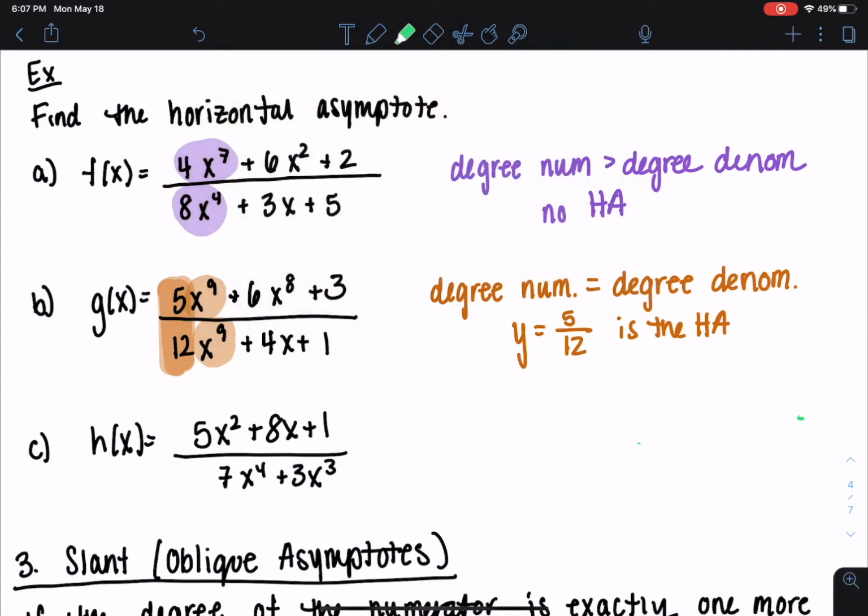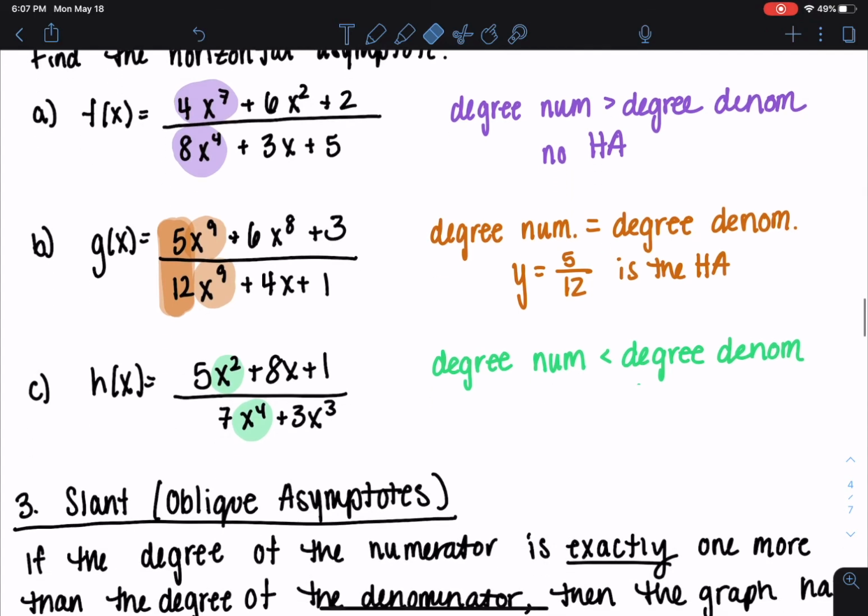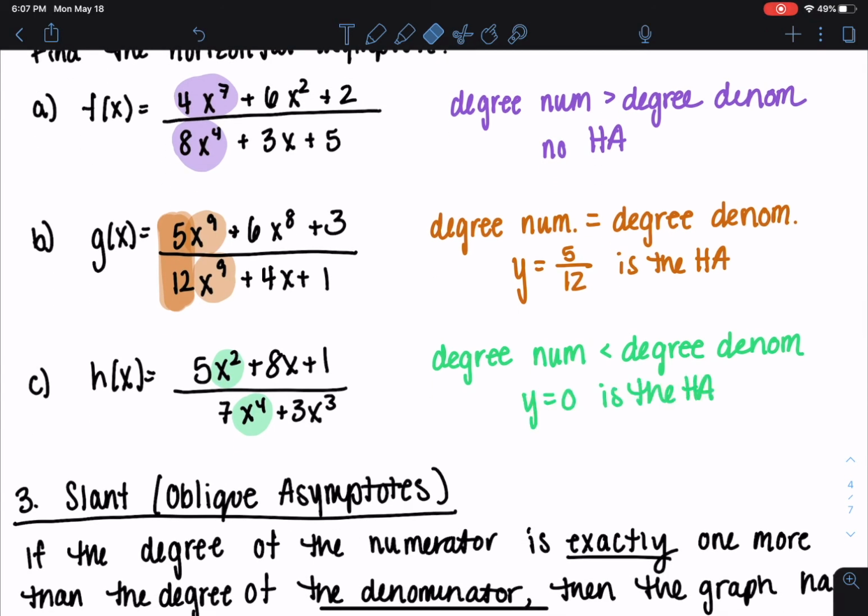And then finally, in this last case, we've got x squared up top, x to the 4th in the bottom. So the degree of the numerator is smaller than that of the denominator. So y equals 0 is your horizontal asymptote. Okay, so all you really need to do is kind of a quick glance look at these.